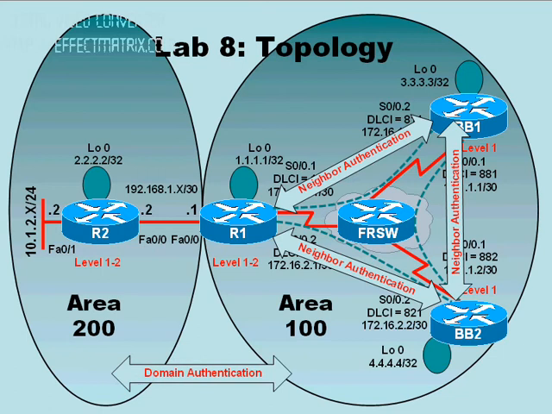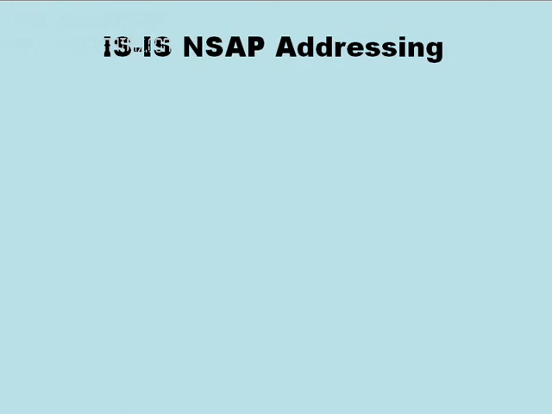Specifically, we will go into routers R1 and R2, and we will configure those level 1, level 2 routers with a domain password, and those will have to match to be able to share information between these different ISIS areas. And when we're dealing with integrated ISIS, we need to understand some special ISIS addressing. Let's consider that next.